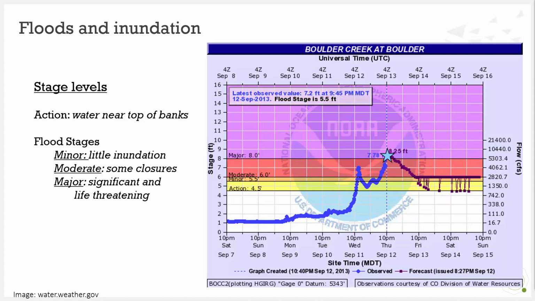This is the level at which the river is at its highest it's ever been since records began for the area where the stream gauge is located. This does not necessarily imply a major flood. Some areas have just never experienced major flooding, and thus a record stage is not that high.